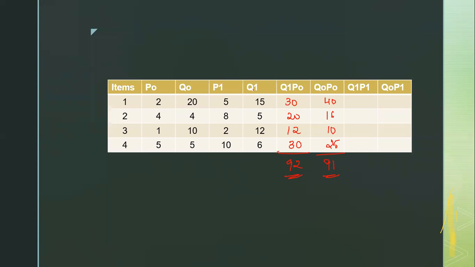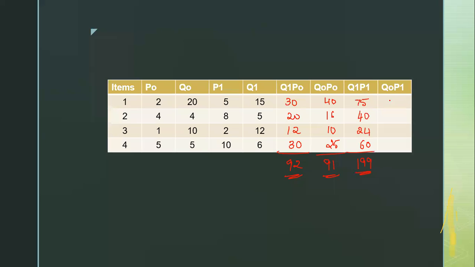Multiply Q1 into P1. 5 into 15, 75. Second one, 40. Good. Next one, 24. Okay. And the last one, 60. Good. Find the total of this. 199. Okay, good. And the last column.